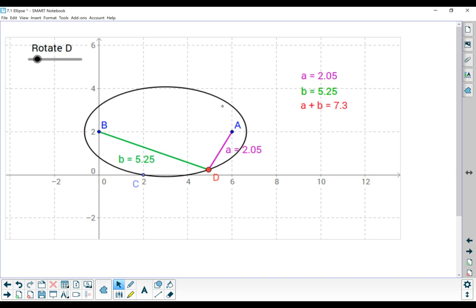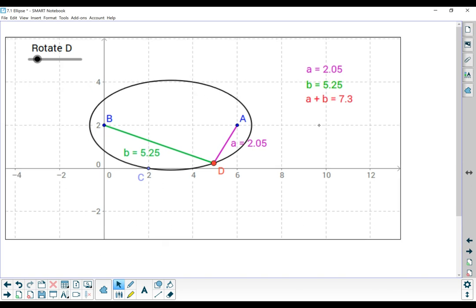point D is on the edge of this ellipse. It's kind of an elongated circle. If I measure the distance from point B to point D, it's 5.25. From point A, it's 2.05. Those add up to 7.3. You can see the sum right over here.